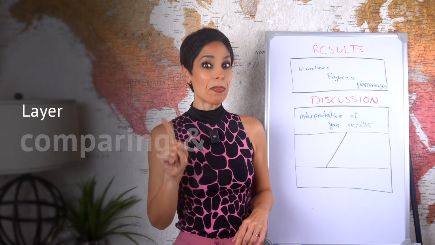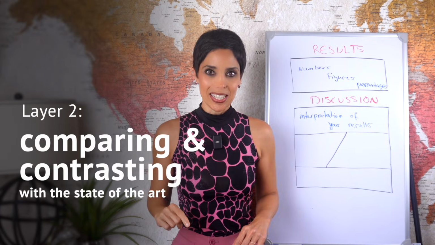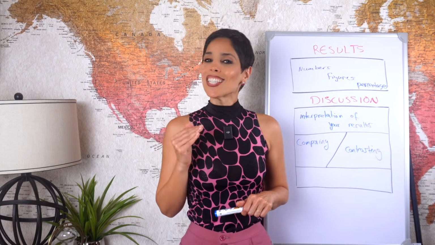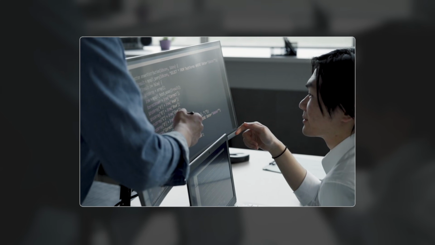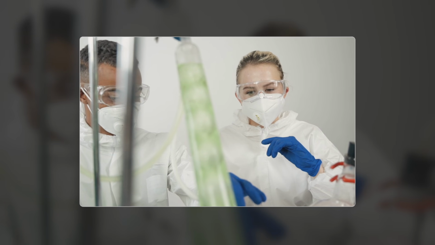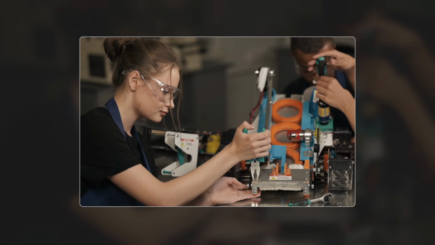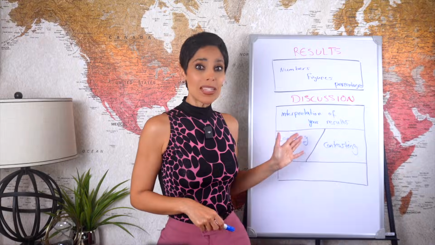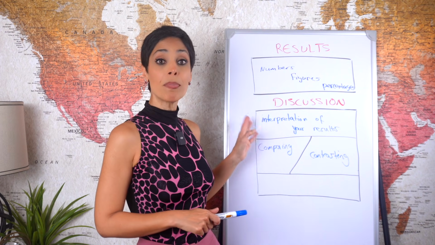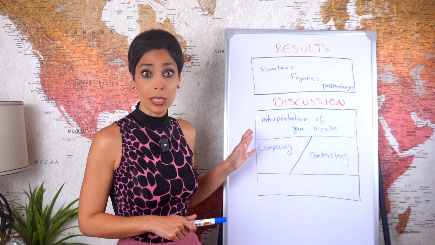Layer two, comparing and contrasting with the state of the art. Research does not exist in isolation. You cannot think as an independent researcher detached from the field. Science advances because it is built collectively on what others are doing, discovering, and challenging. If this part is missing, your discussion is fundamentally incomplete. Here, you compare your interpreted result with the state of the art.